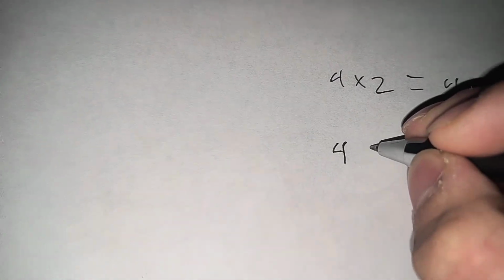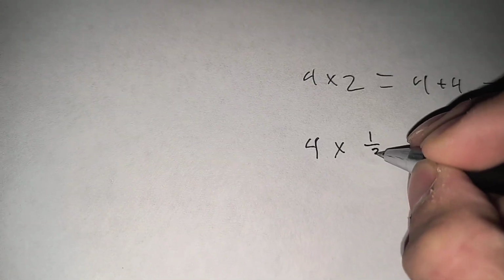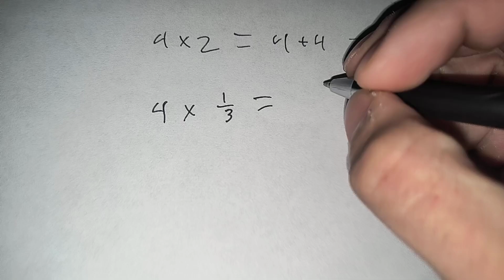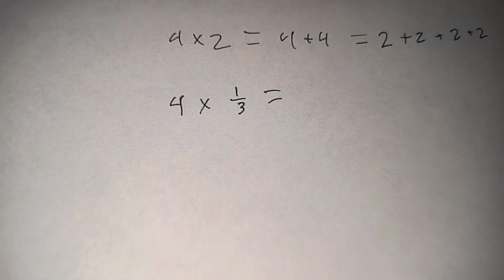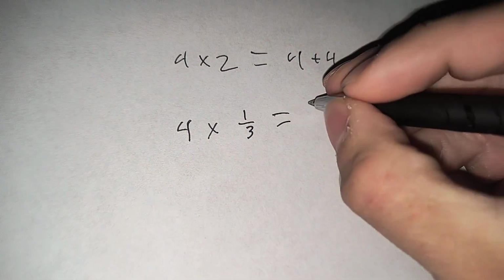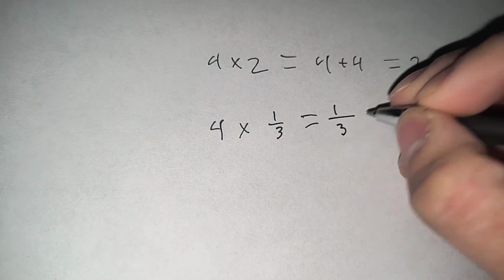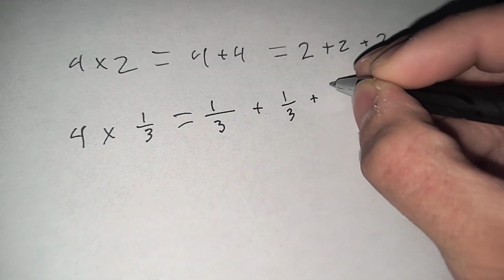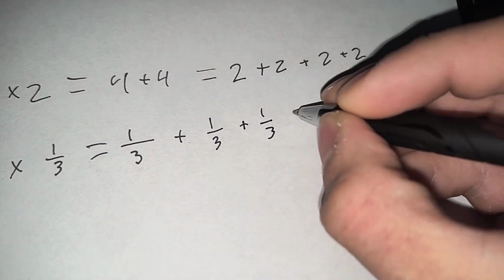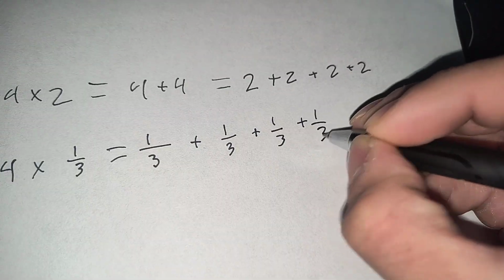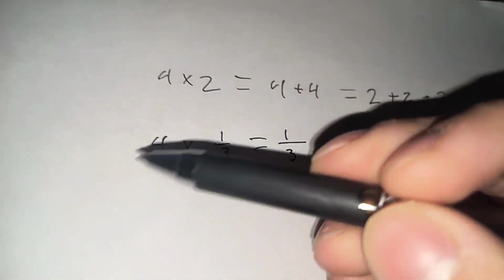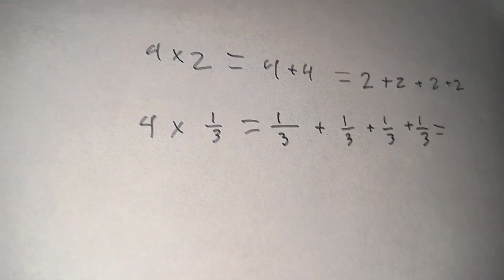If I were to do 4 times 1 over 3, another way I could say this is 1 over 3, 4 times. 1, 2, 3, 4. There you go. That's another way I could say this. And I'm not going to say 4 1/3 times because that won't make sense.